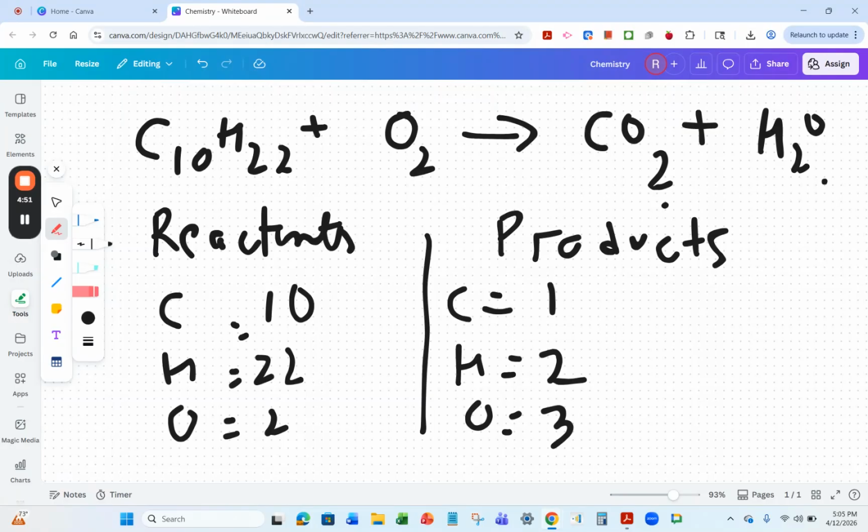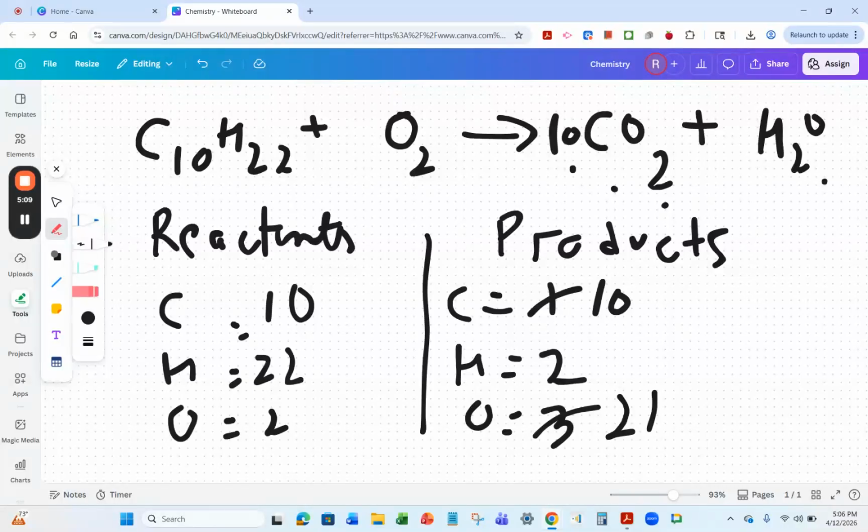So let's start with the carbon. You have 10 on the left side, you have 1 on the right side. So I want to make it 10. It means I need to use my coefficient 10. Here we go. So I make my carbon 10, but I changed the oxygen number too. Now 10 times 2 is 20. 20 plus 1 is 21.